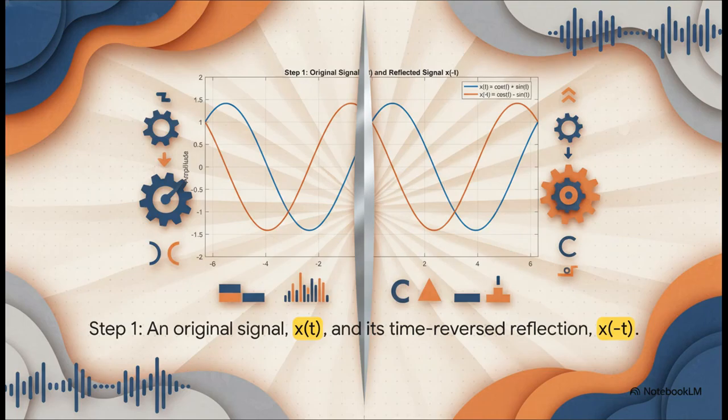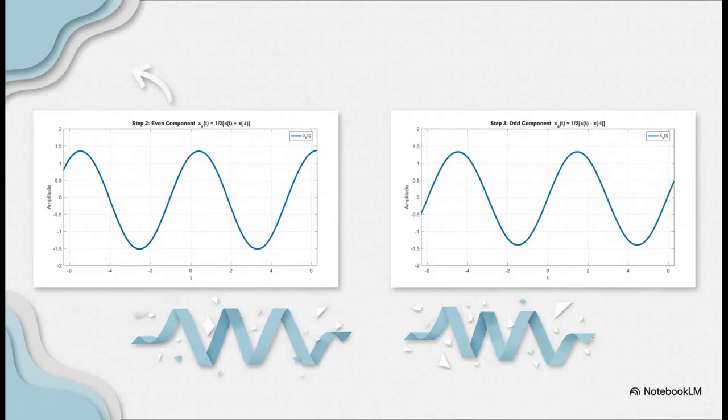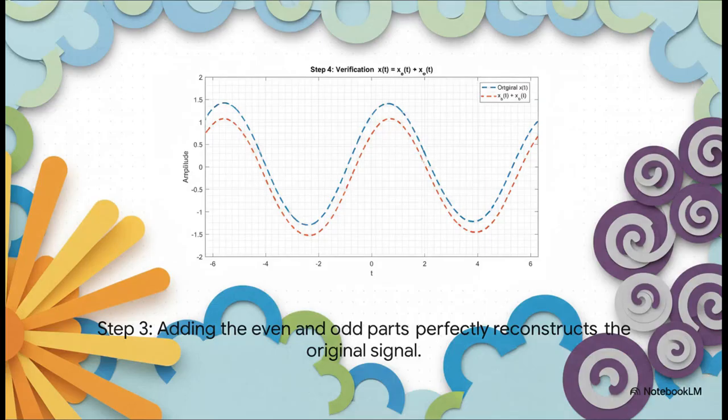We start with our original signal here in blue. It's a mix of different waves, so it's not perfectly symmetric or anything. The orange line you see is just its time-reversed reflection, a perfect mirror image of itself. And here's the clever part. Just by adding and subtracting the original signal and its reflection, we can perfectly isolate its hidden components. We're left with a purely even part, which here is a cosine wave, and a purely odd part, a sine wave. And here is the final proof. When you simply add that even component and that odd component back together, you perfectly reconstruct the original signal we started with. We've successfully decomposed it into its fundamental symmetric parts.